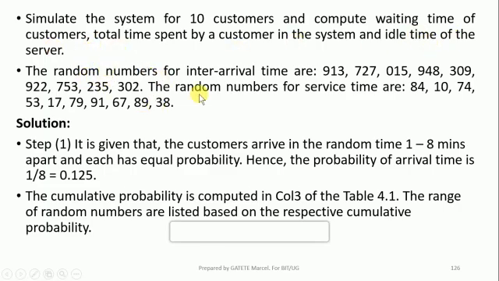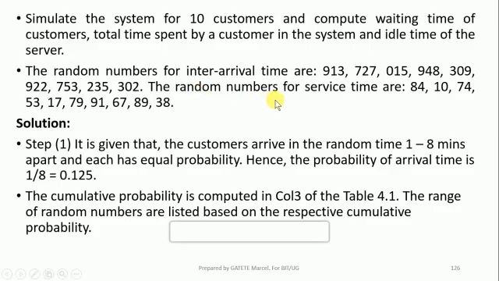So the random number of inter-arrival time means that the first customer comes at 0 here. The second customer will come, and the value of the second customer is this one, then the third one, and the last one.